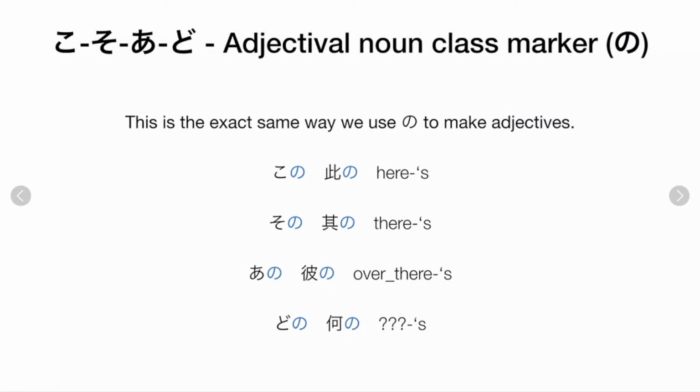Adjectival noun class markers, right? So this is how we make no adjectives. You turn something into an adjective out of a noun. So kono is this one. Sono is that one, because we had this thing, and we have a thing that is of this, so it is here's thing, so it's this thing, versus there's thing is that thing, and so on.